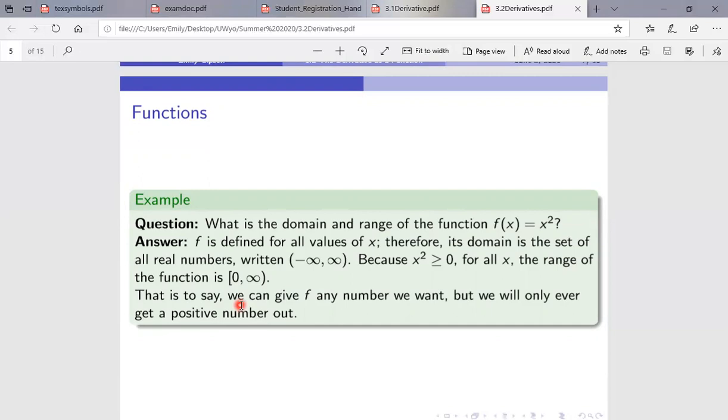And this is to say, we can give our function f any number we can imagine, but we will only ever get a positive number out. So that's kind of what I'm thinking of when I'm saying domain and range. And I'm going to use these definitions again and again when I come to talk about what we're doing with derivatives and limits and all that good stuff. So that was our brief interlude into functions.